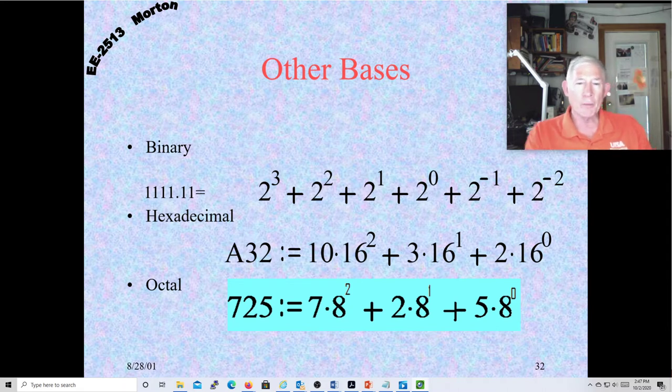All right, so how about octal? Octal is base 8. How many symbols do we need for octal? 8, you're right: 0, 1, 2, 3, 4, 5, 6, 7. And that makes our 8 symbols. But what about hexadecimal? It's base 16. How many symbols do we need for hexadecimal? 16. Is that a problem?